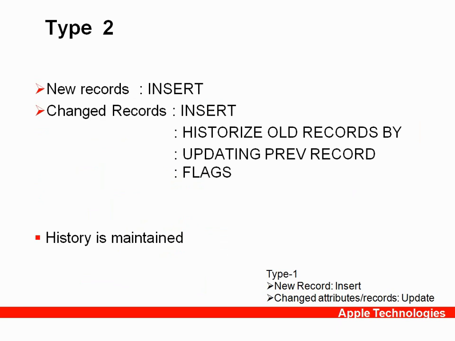Type 3 we have not discussed, so we'll go through it now. Type 3 is a partial history. We'll maintain history in a separate column. We'll come to that now. Just a quick recap of type 1: new record insert, changed record update.